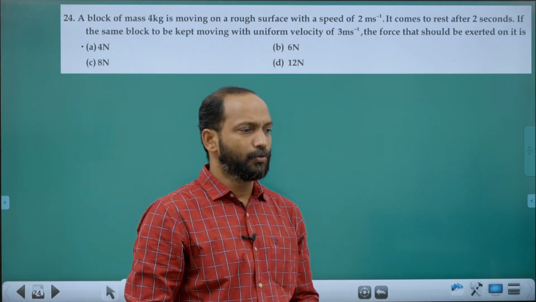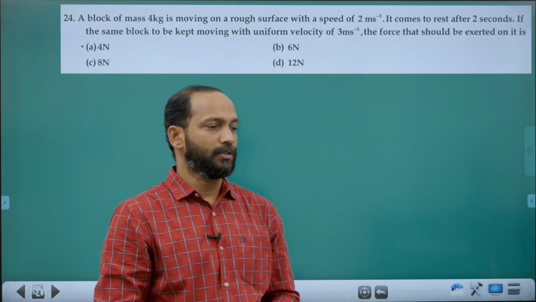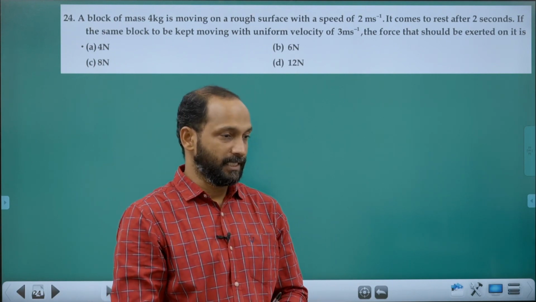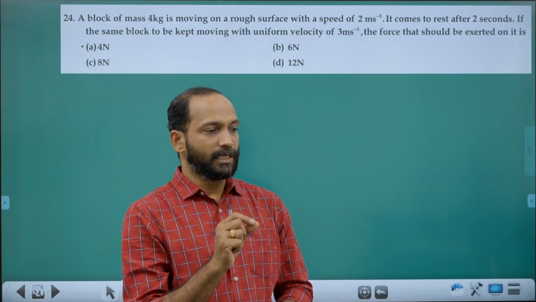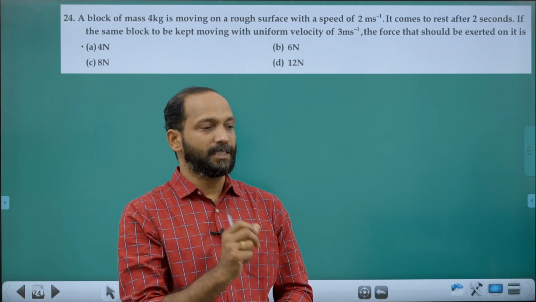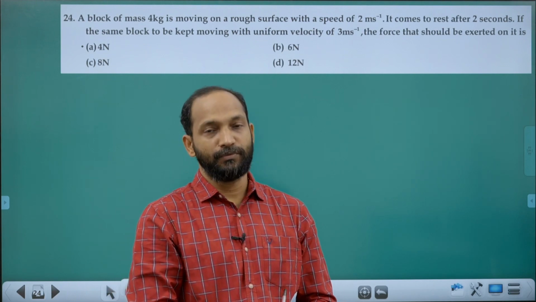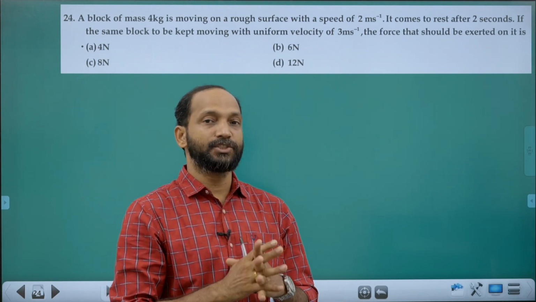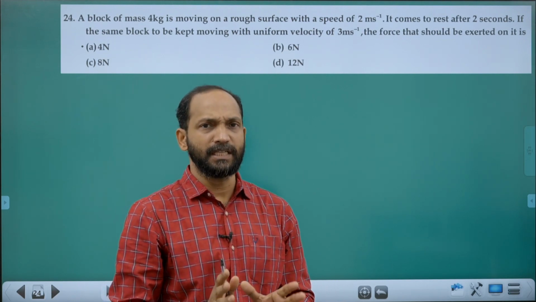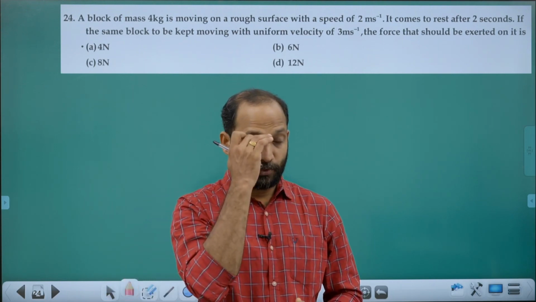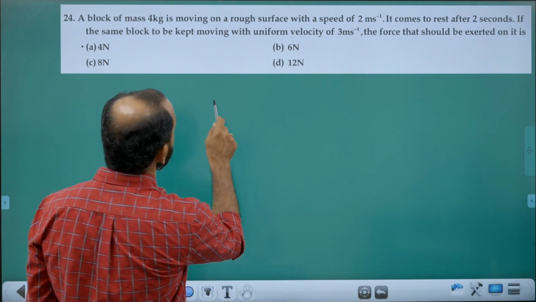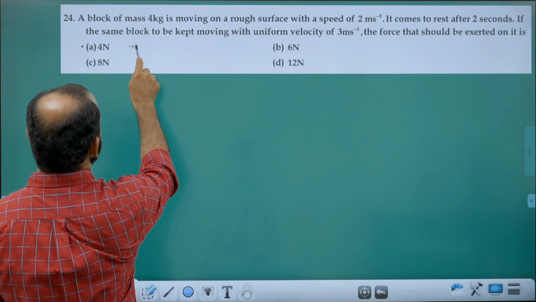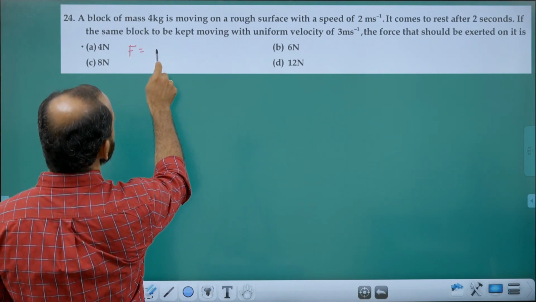24. A block of mass 4 kilogram is moving on a rough surface with speed 2 meter per second and comes to rest after 2 seconds. The same block is kept moving with 3 meter per second. What is the force? We know kinetic friction does not depend on velocity. So the force of friction remains the same in each of these cases. In the first case, what is the force of friction? Force of friction is equal to mass into retardation.